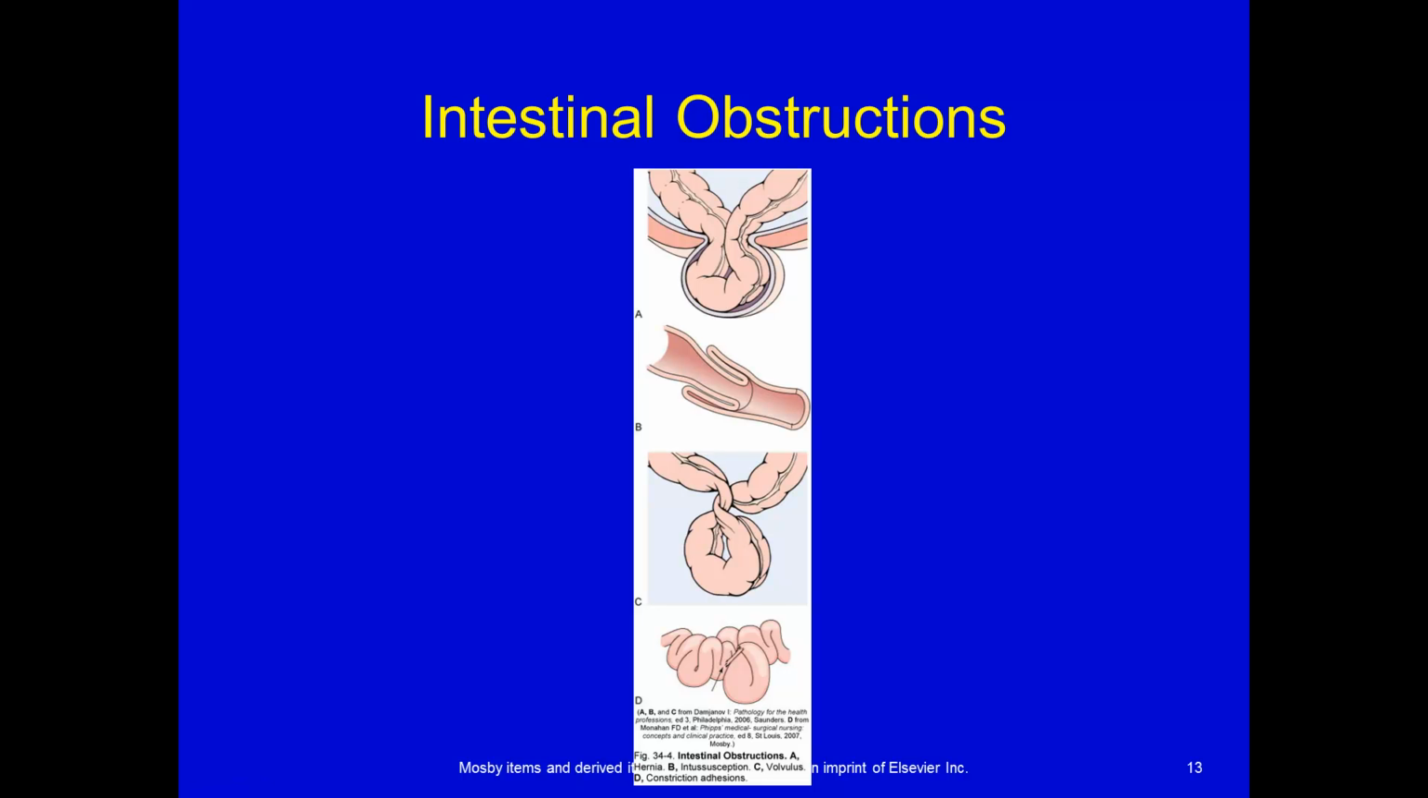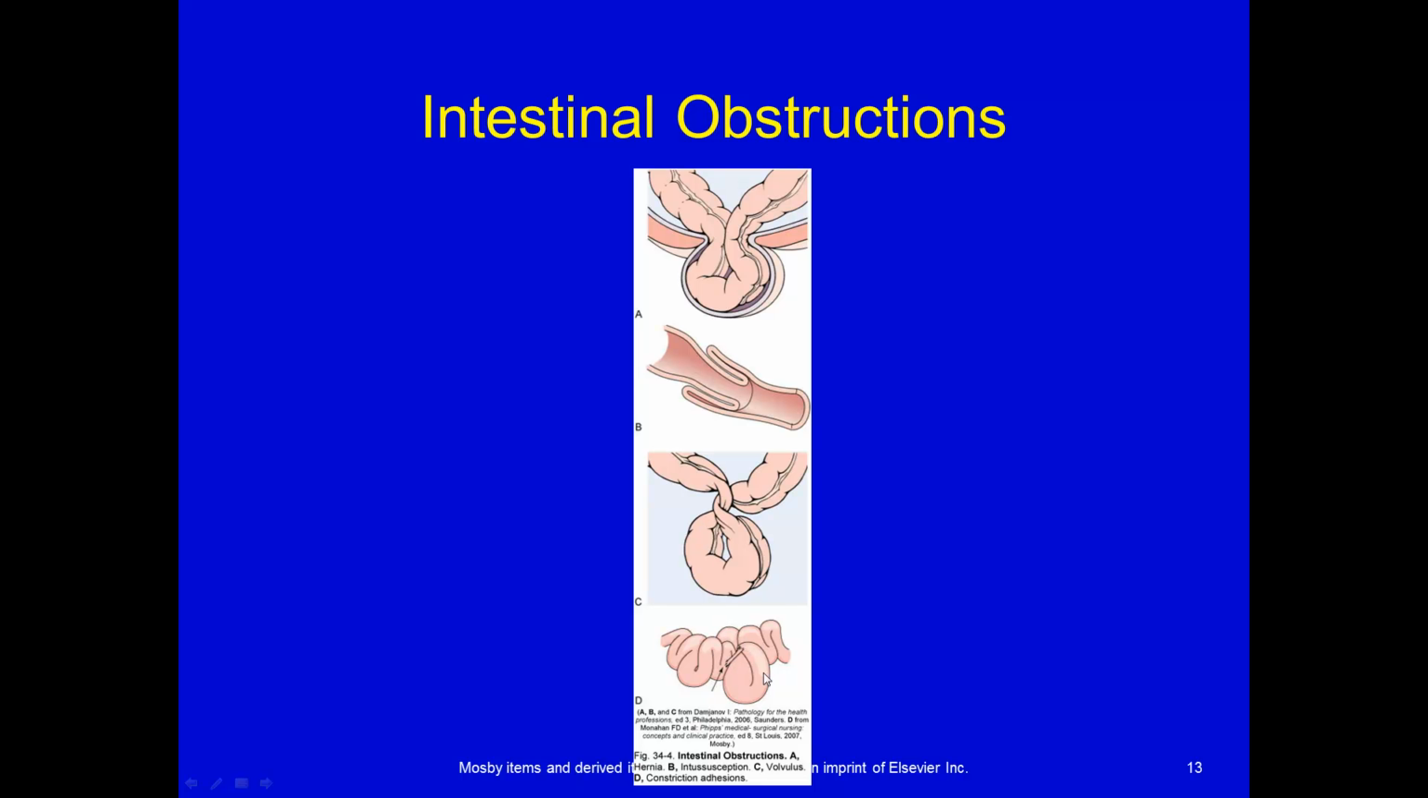It is basically a telescoping of the intestines in on itself, which definitely causes an obstruction and a narrowing of that lumen. C is a twisting of the bowel, or what they call a volvulus. And D is constriction adhesion.